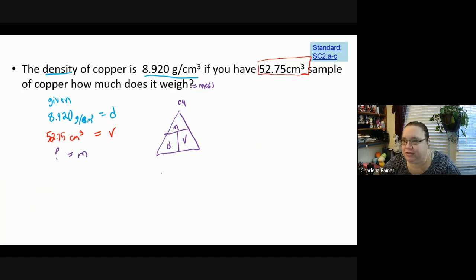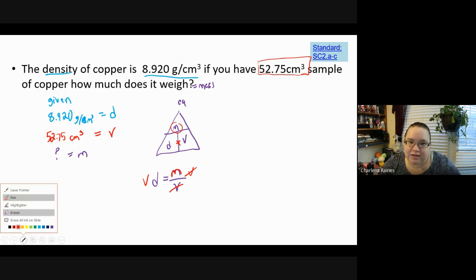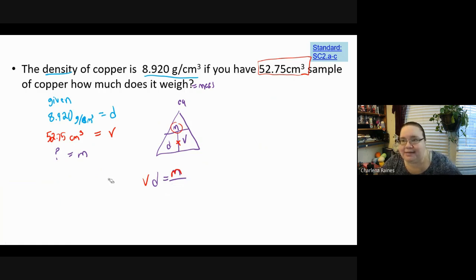And just for giggles, for those that want to actually see the algebra, we are trying to find mass. That means I need to get mass by itself. And to undo a division, we do the opposite. So the opposite of division is multiplication. So the algebra tells me that mass equals density times volume. My triangle tells me the same thing. So I can do the algebra or I can use the triangle. Either way, I'm going to get to the same place. My mass equals my volume times my density.